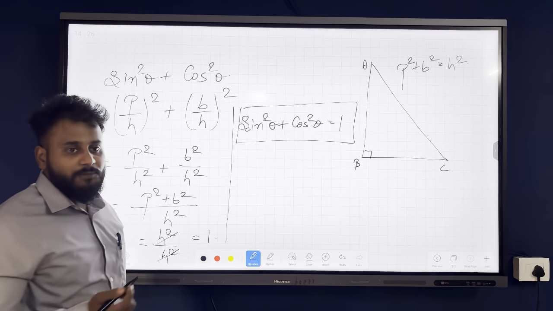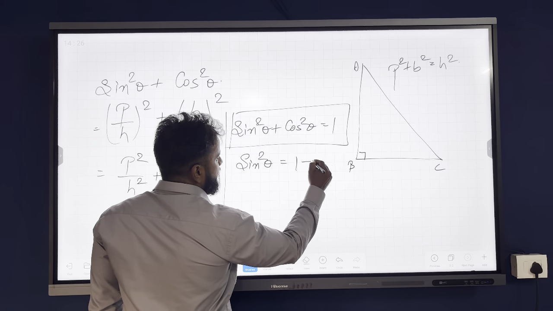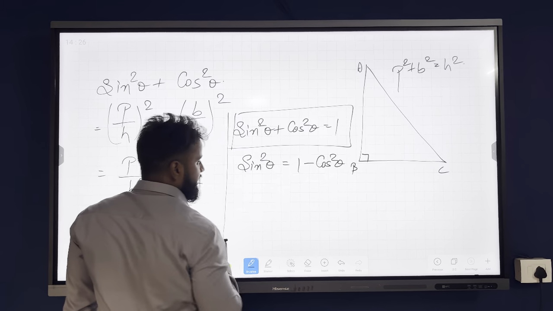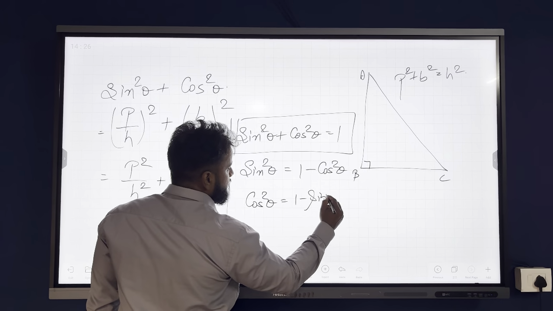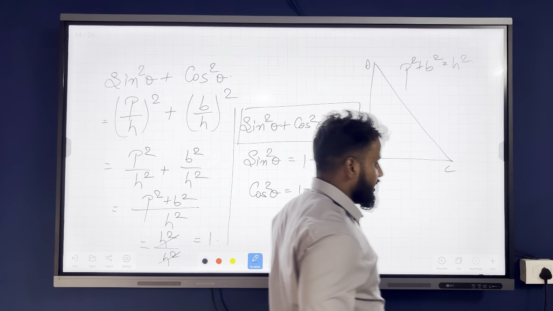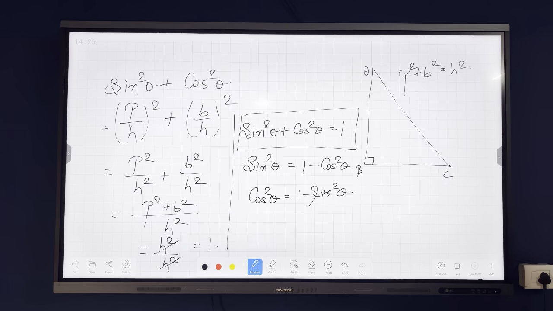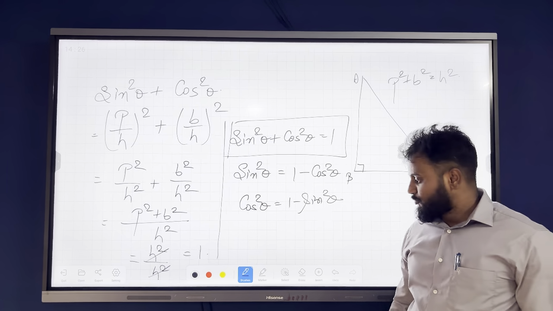From here we have derived two more formulas, that is sin square θ is equal to 1 minus cos square θ, or we can write cos square θ is equal to 1 minus sin square θ. From the formula we have derived. Is it clear to everyone? Do you have any doubt? No? So let us move to the next formula.